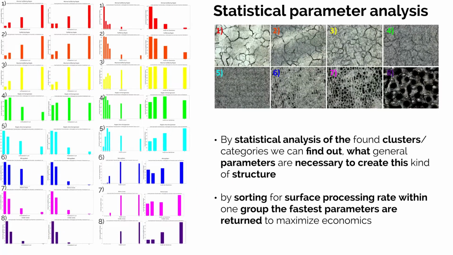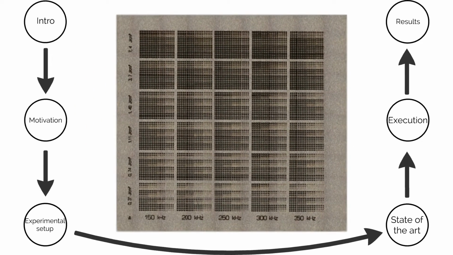At last, statistical parameter analysis enables us to find out what general parameters are necessary to create this kind of structure. And by sorting these structures by the surface processing rate, within one group the fastest parameters are returned to maximize economics. I hope you found the video and the included methodology interesting, and I would be glad to chat with you about its details. Thank you.